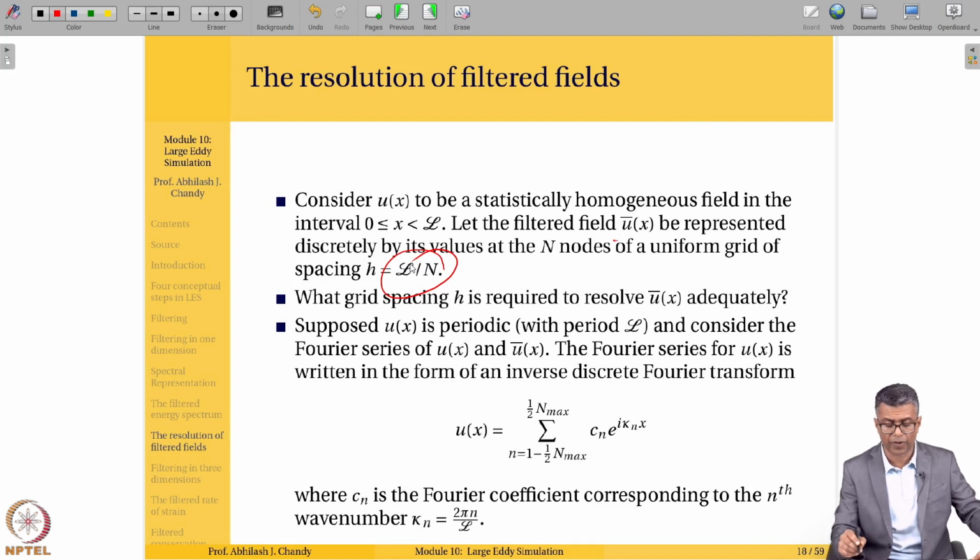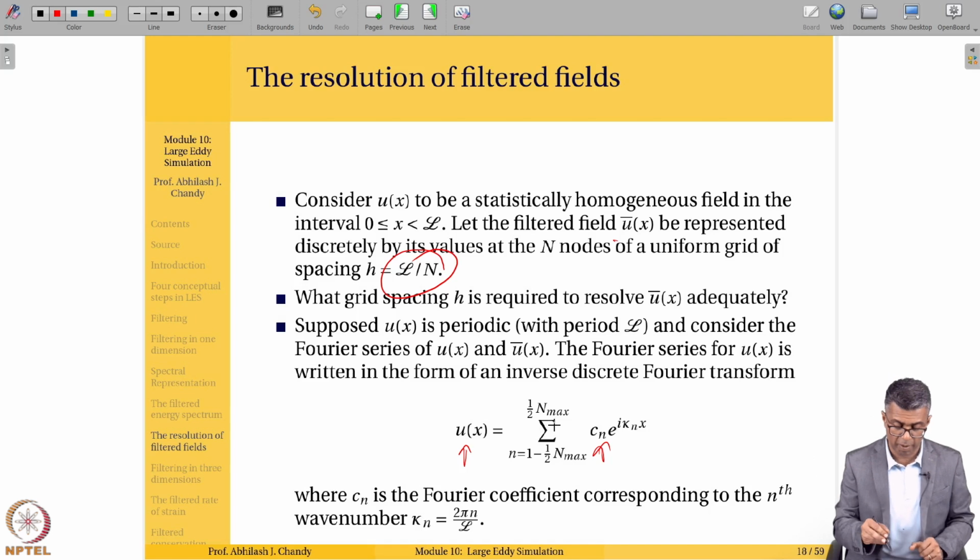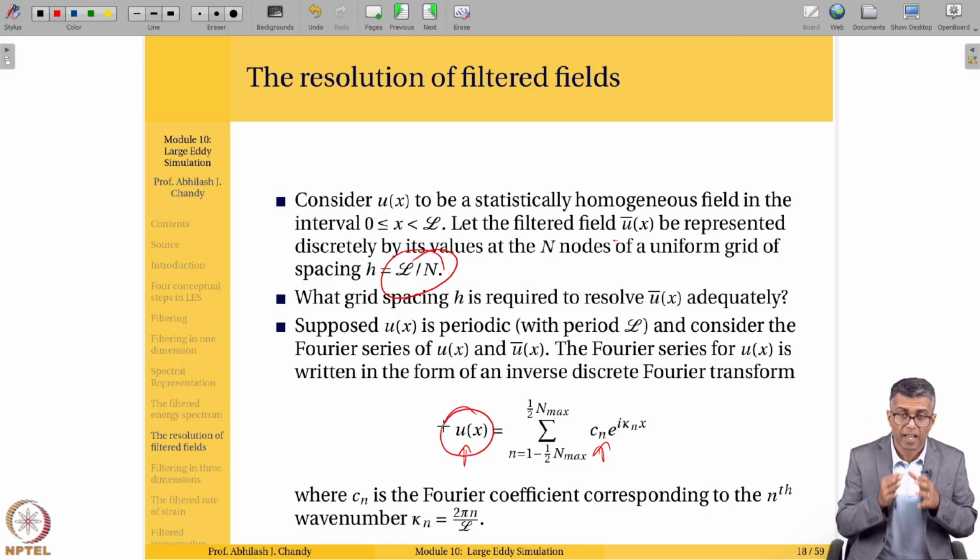Now the Fourier series for u of x is written as an inverse discrete Fourier transform. So u of x is the summation of Cn times e to the i kappa n x, where Cn is the Fourier mode corresponding to u of x, right? And this is obviously summed from n equal to 1 minus half N max to half N max. Now note that this corresponds to DNS. Remember, u of x is if your grid was DNS.